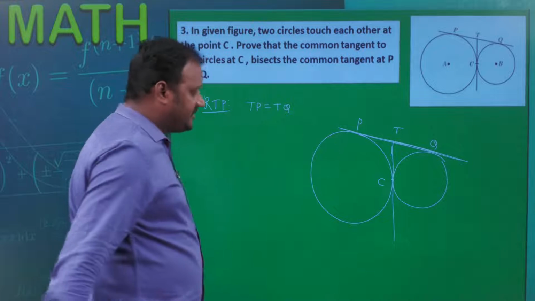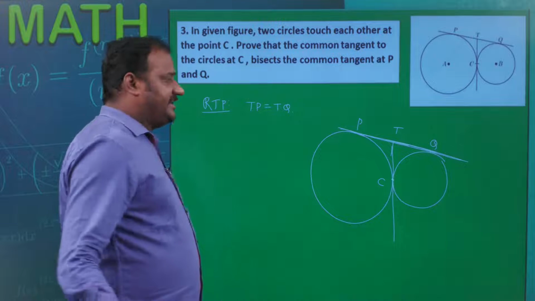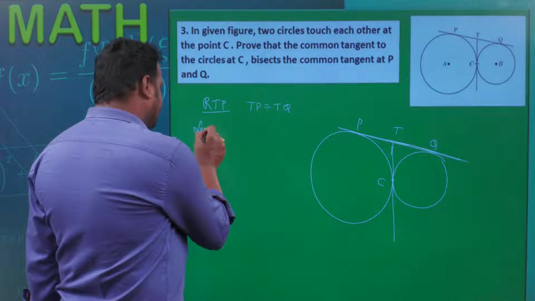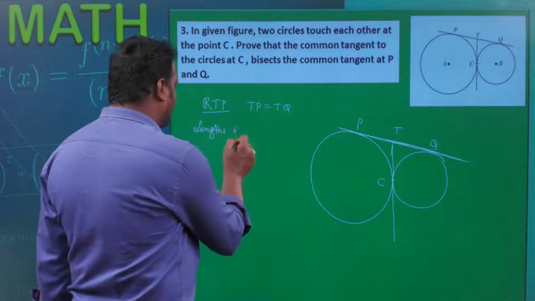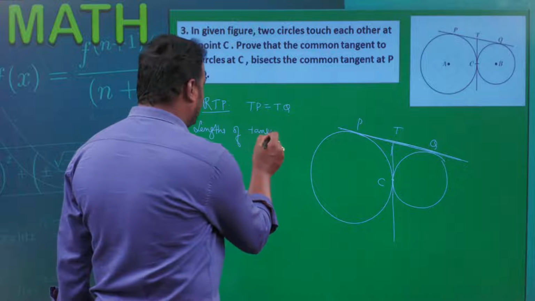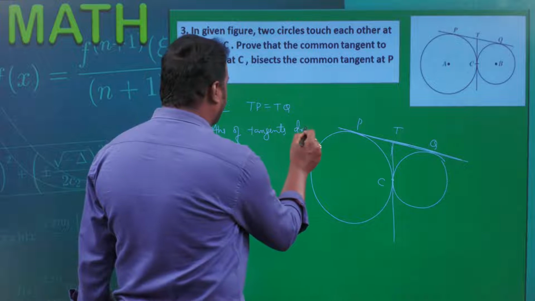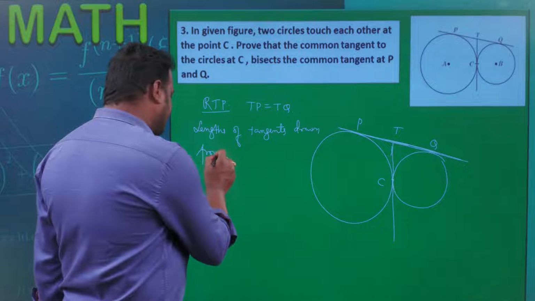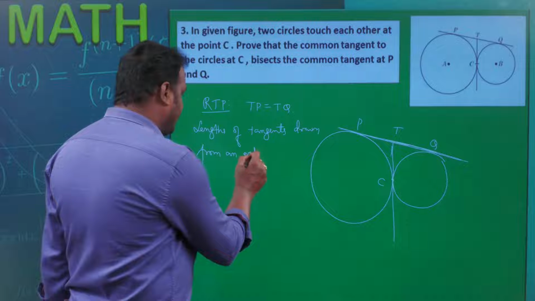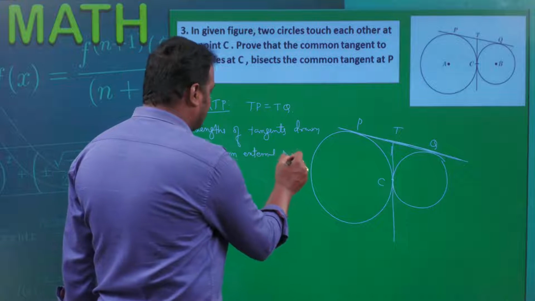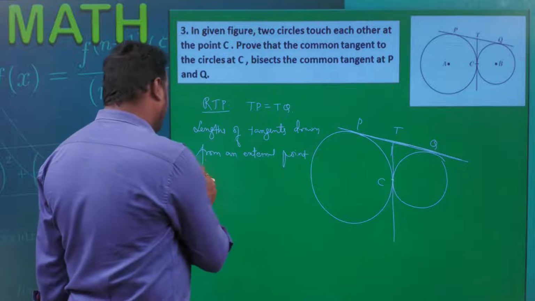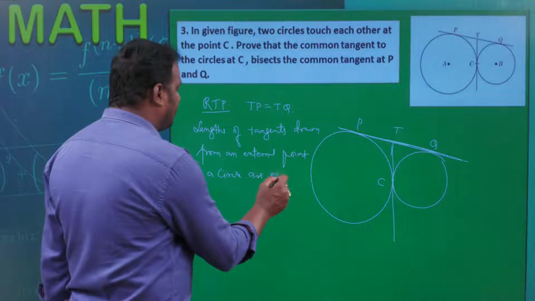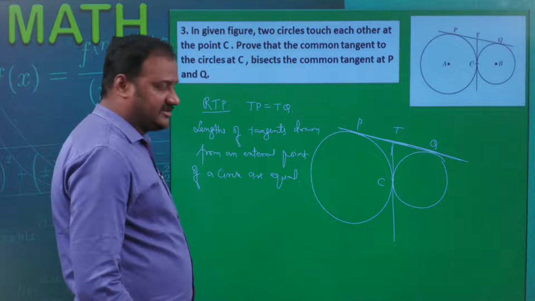So in order to prove this, TP is equal to TQ, there is one very important property of tangents, that is, lengths of tangents drawn from an external point of a circle are equal. So lengths of tangents drawn from an external point of a circle are equal.